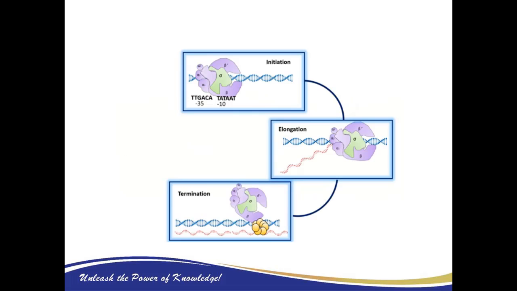Now, transcription in prokaryotes could be seen in 3 different phases. And the first phase is initiation, second phase is elongation, and the third phase is termination. So we would go about one by one and look at the details, what are the events in each of these phases. Let's begin with initiation.